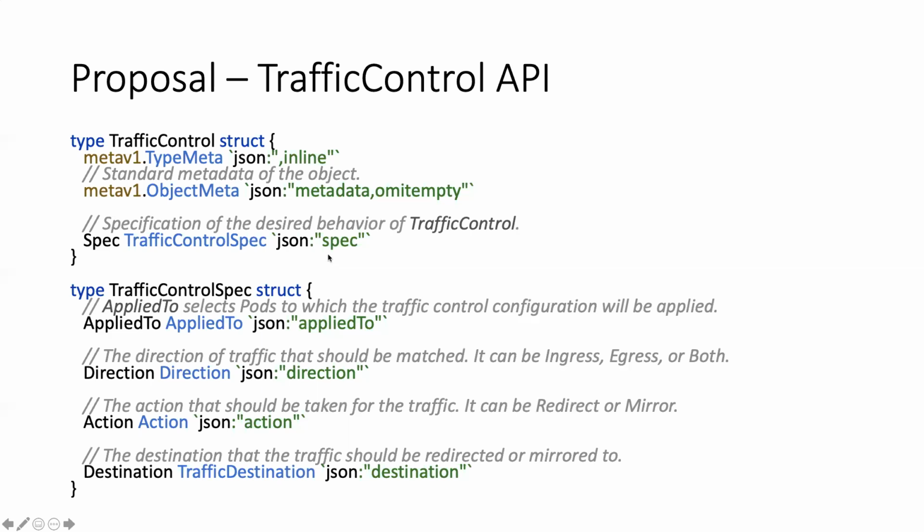The API is designed to be generic, providing a mechanism to specify the Pods whose traffic should be selected, the direction of the traffic, whether the traffic should be mirrored or redirected, and the destination to redirect or mirror the traffic. In the future, we can also provide other options. For example, the protocols of the traffic we are interested in, and maybe the port number of the traffic, or even the IP range of the traffic.